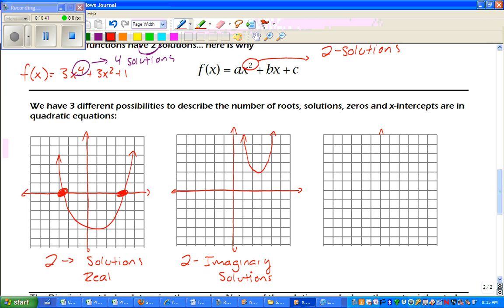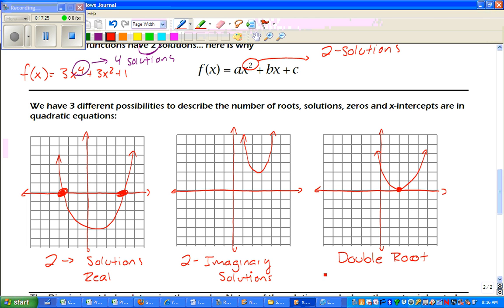I've got one more type of situation here. Okay? So I'm going to draw this. This is the unique case where your vertex is on the actual x-axis. So how many solutions do you see? You actually only see one. We are going to call this a double root. And even though you only see one solution, guess how many are there? There's two.